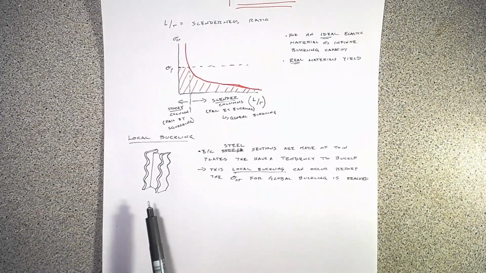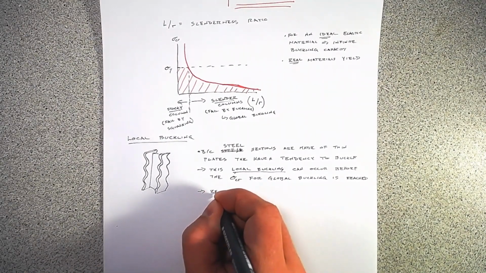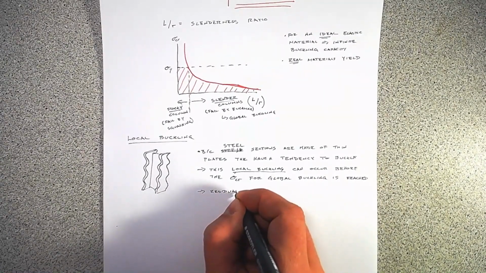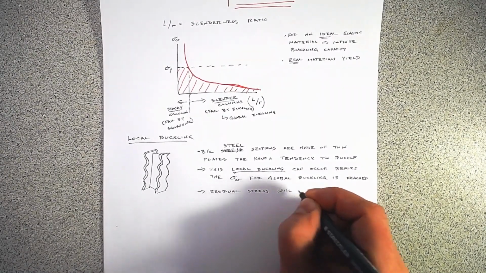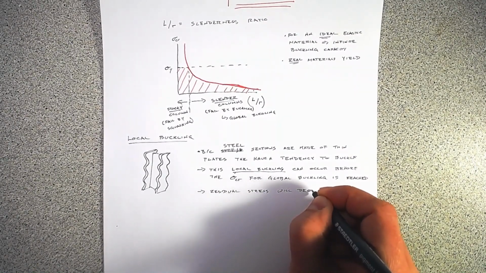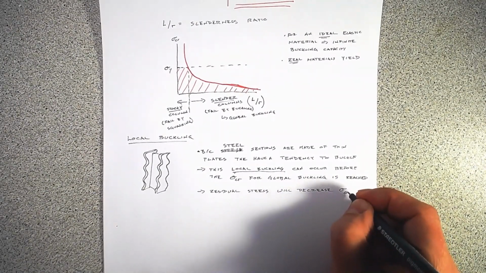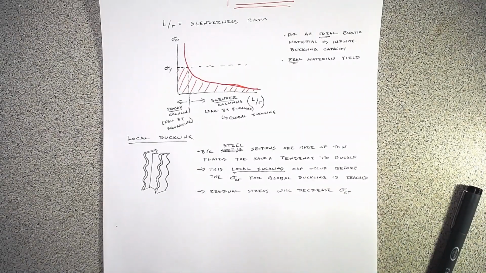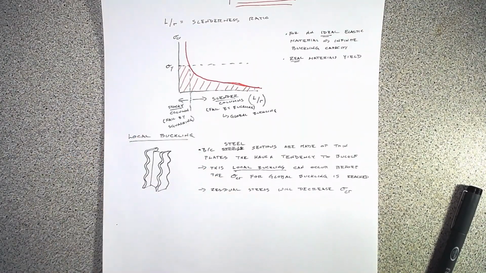The other thing we need to account for is residual stresses. Residual stresses decrease sigma CR, our critical buckling stress, which makes sense. If something's cooling and you lock in a bunch of compression, and then we're adding more compression, well, it's going to reach this critical point sooner.